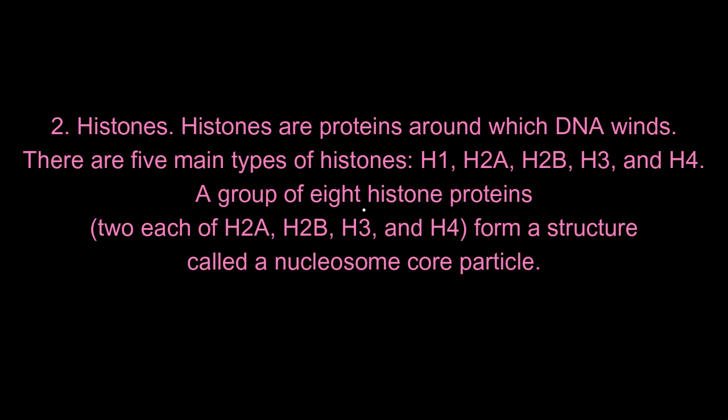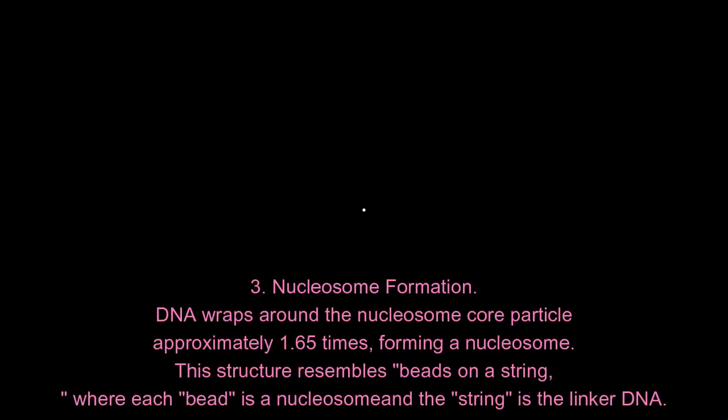2. Histones. Histones are proteins around which DNA winds. There are 5 main types of histone: H1, H2A, H2B, H3, and H4. A group of 8 histone proteins, 2 each of H2A, H2B, H3, and H4, form a structure called a nucleosome core particle.